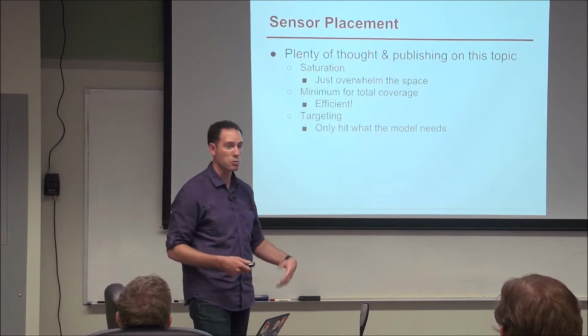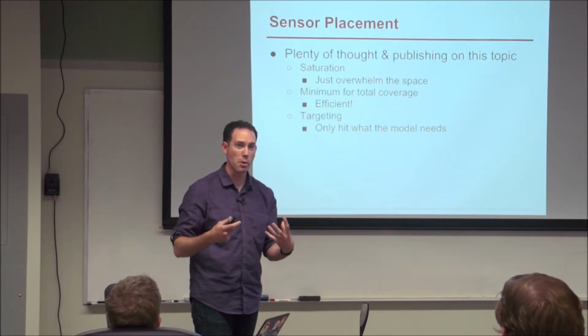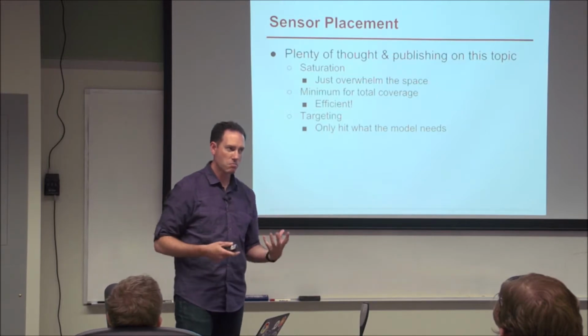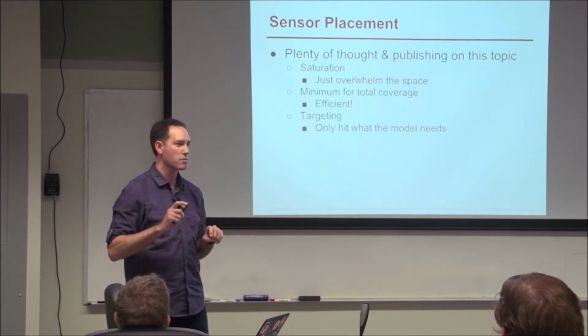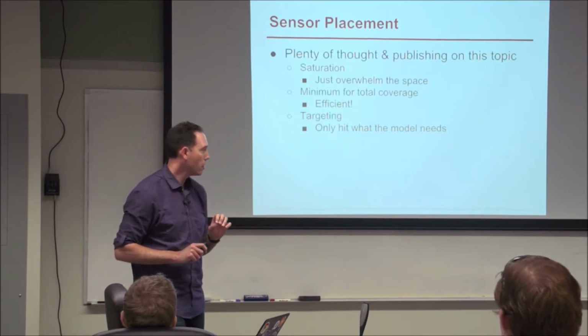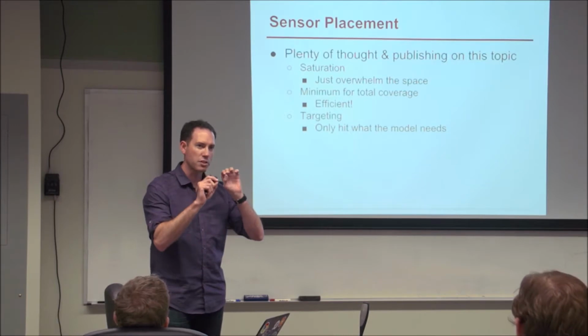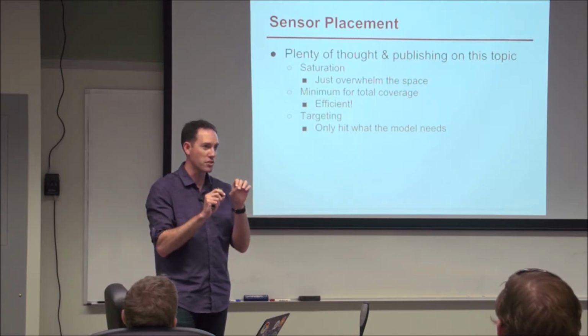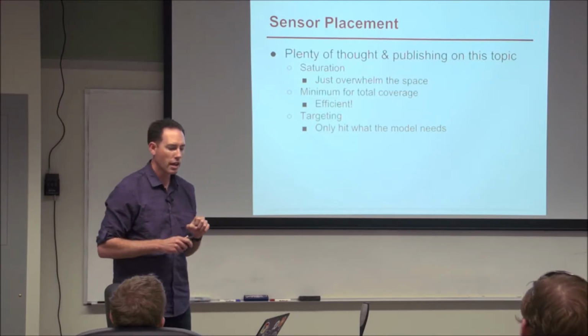Ideally, things like minimum total coverage. How do we make sure we sense everything with the minimum number of sensors? That's always kind of nice, but it requires a variety of algorithms and careful placement. We've kind of slipped down into the world of targeting, where we just pick the few things that are most indicative of what the senior needs and what the models need, and we target those.